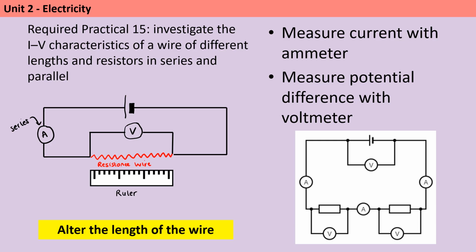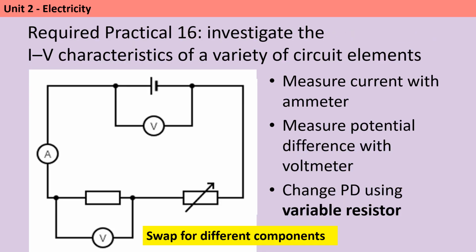Then Required Practical 16 is very similar. So here you're asked to investigate the current, which is I, and the potential difference, which is V, for a variety of circuit components. You might be asked to draw a circuit that would allow you to do this, and as we said, it's really important that your ammeter is in series and your voltmeter is in parallel. Just remember that your voltmeter is measuring potential difference, and it can't measure the difference between the two sides of the component if it hasn't been attached on both sides of the component.